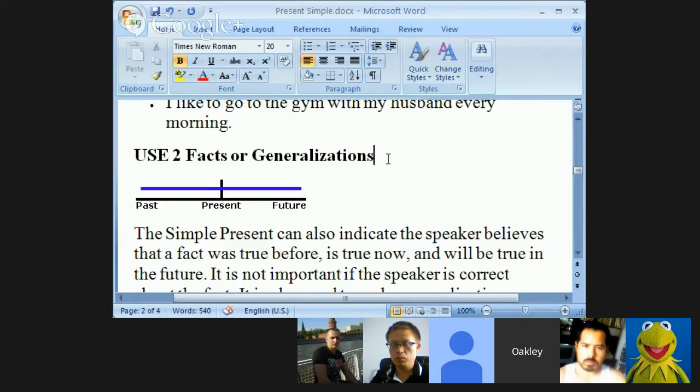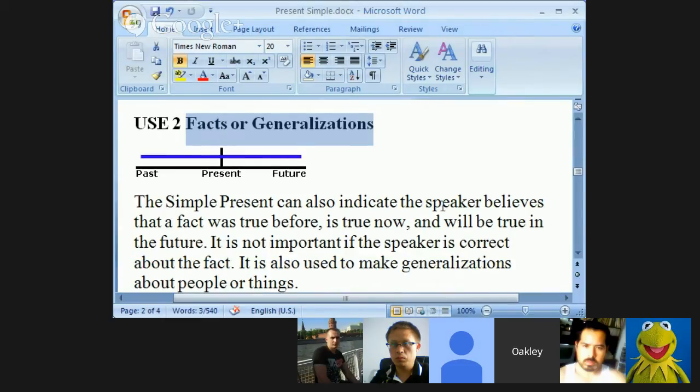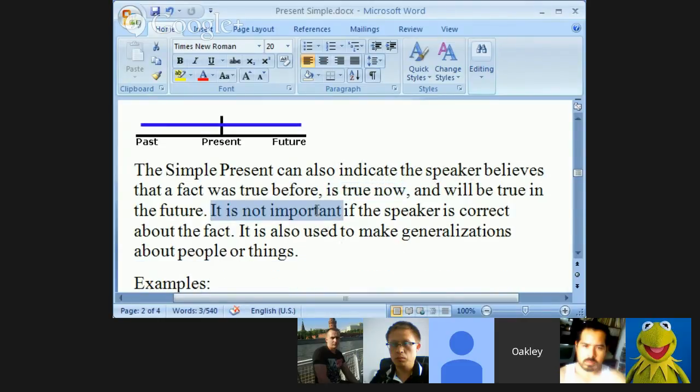So keep that in mind when we look at this next use. A fact or generalization is as the speaker or writer believes it to be. Whether you agree with the speaker or not has nothing to do with his use of the verb tense. Wrap your head around that idea. The speaker believes it was true before, true now, true in the future. Again, it is not important if the speaker is correct. It is up to the speaker to create the verb tense necessary to convey his idea.